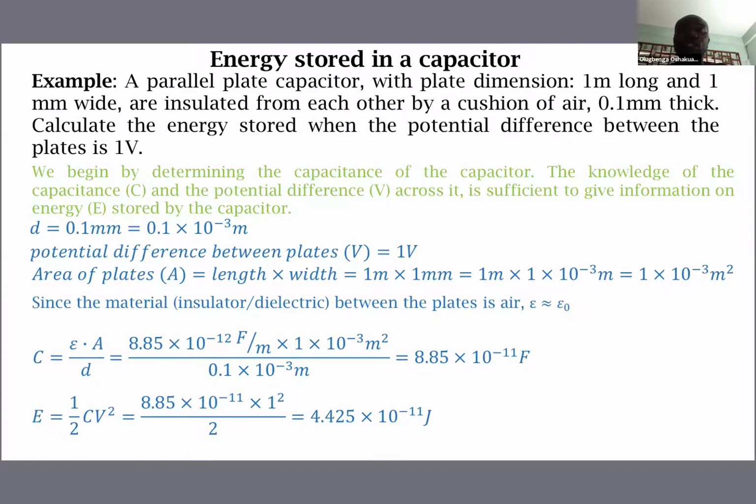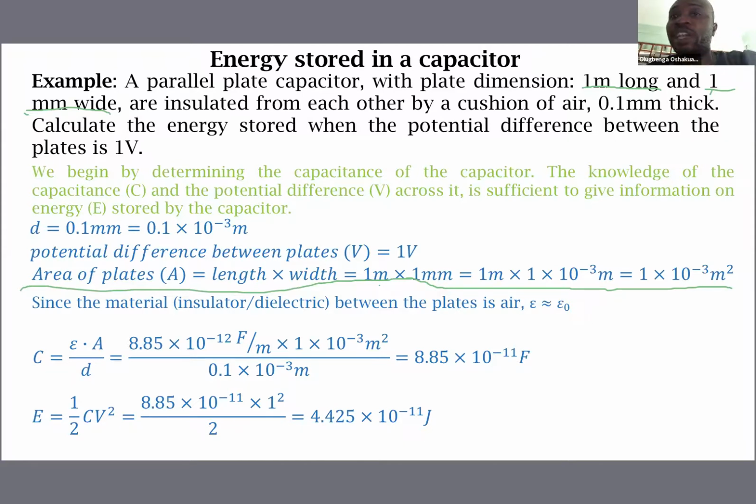So D, which is the distance of separation between the plates, we've been given as 1 millimeter. Okay, so let's start with what is the area of the plates? The area of the plates will be the length times the width. The width is 1 millimeter wide. So the area of the plates will be 1 meter times 1 millimeter. That is 1 times 10 to the minus 3, and that gives us 1 times 10 to the minus 3 meter squared. It's good that both units be in meter, so that we would have uniform units at the end.